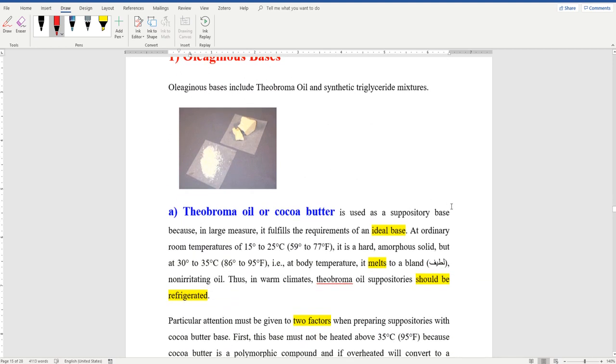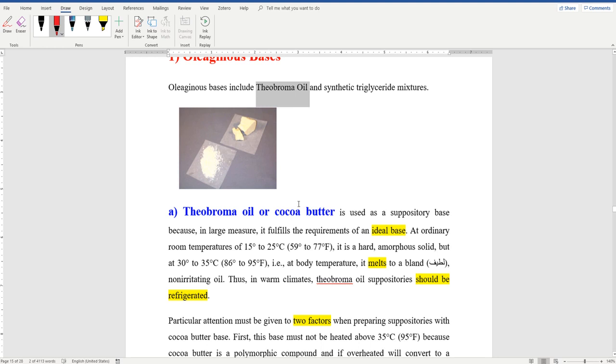The oleogenous bases include theobroma oil, and we said the other name for it is cacao butter, and we also have synthetic triglyceride oils. Theobroma oil or cacao butter is the oldest base that has been used since a very long time. It's the first and the oldest because it has so many good characteristics.